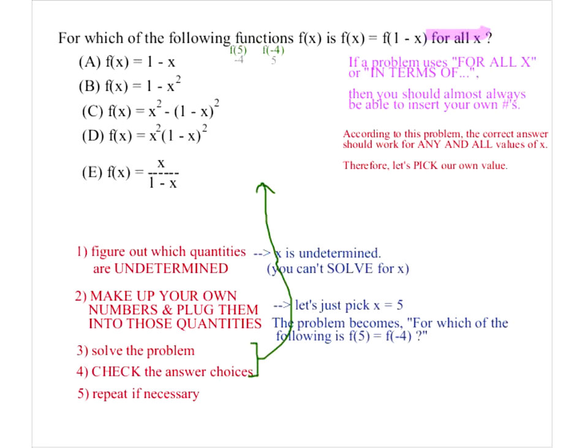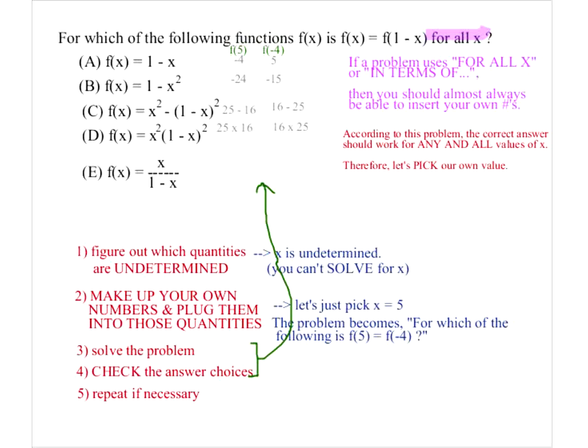With B, f of 5 is 1 minus 25. f of -4 is 1 minus 16. Those are not equal. With C, f of 5 is 25 minus 16, and f of -4 is 16 minus 25. Those are not equal. With D, f of 5 is 25 times 16, and f of -4 is 16 times 25.